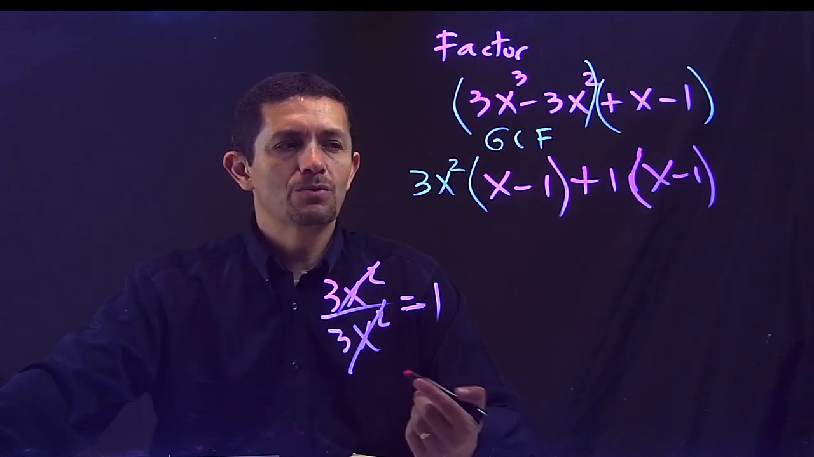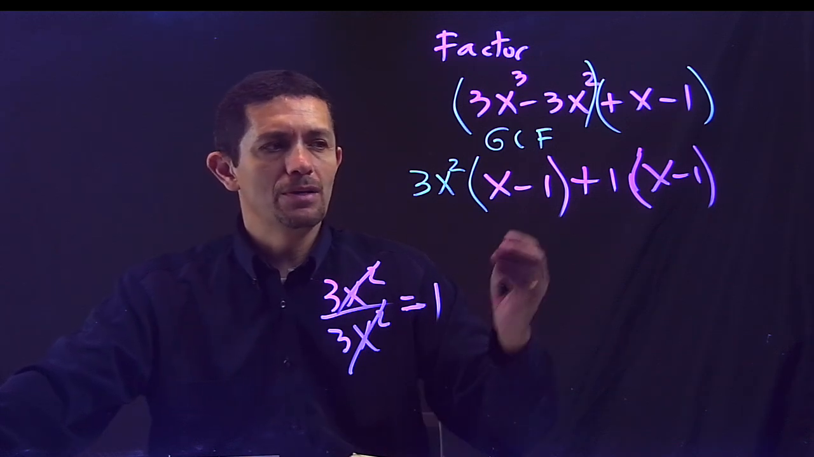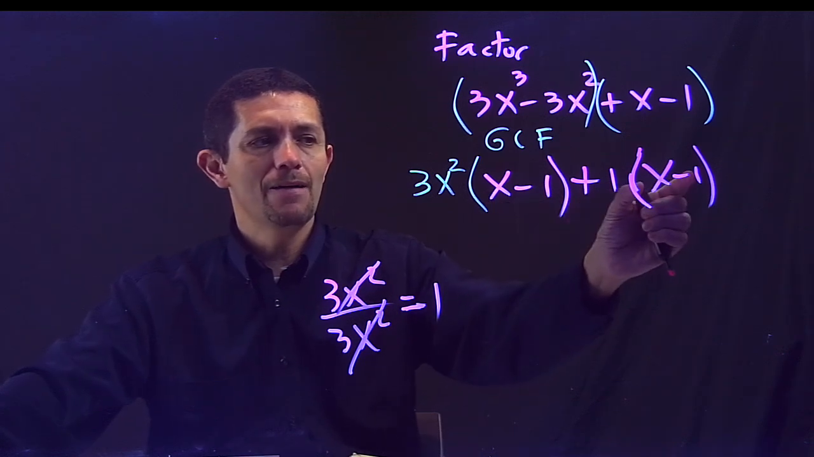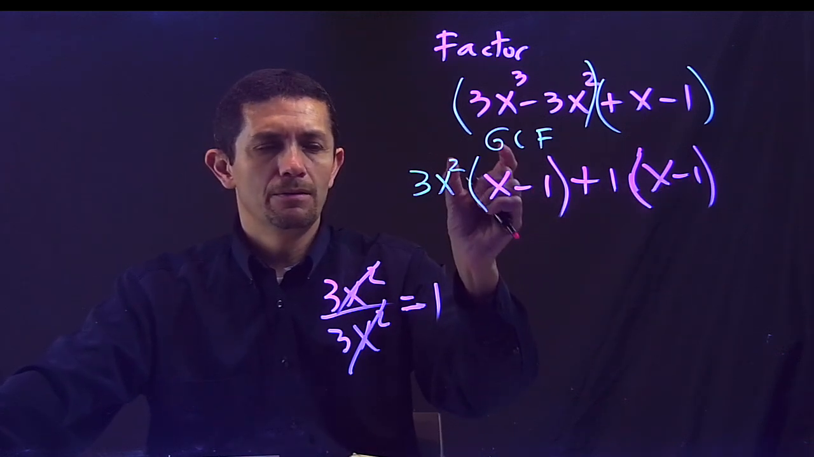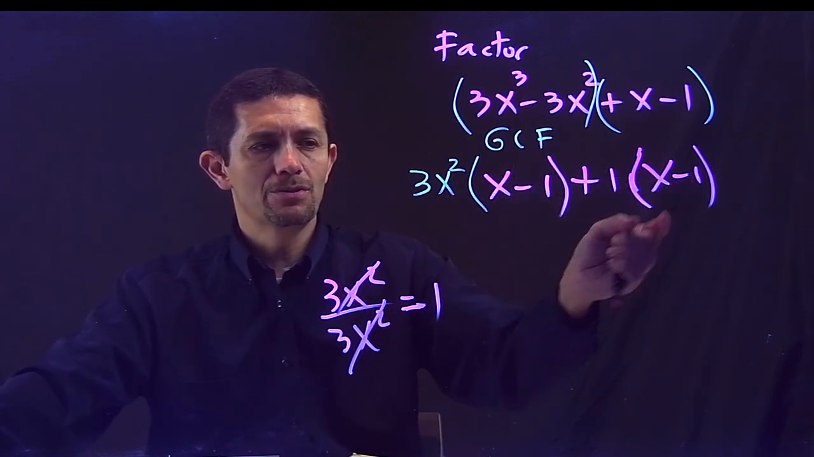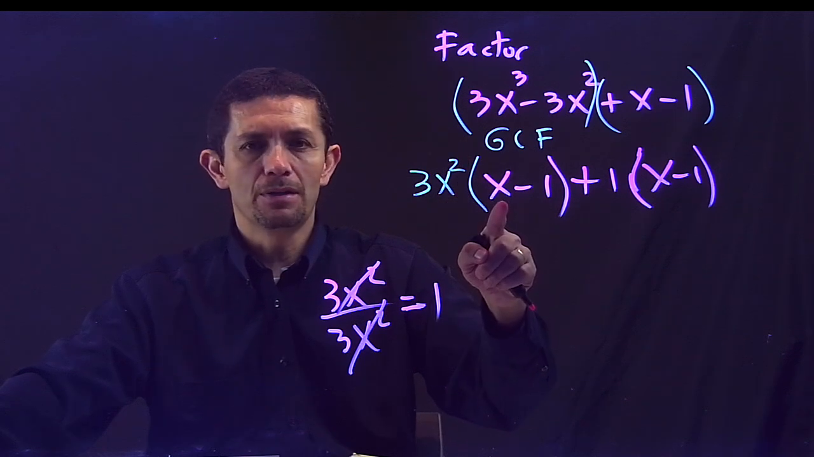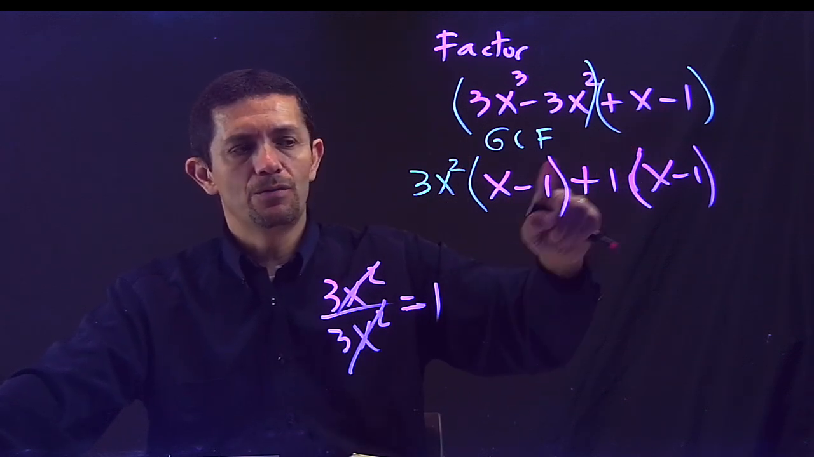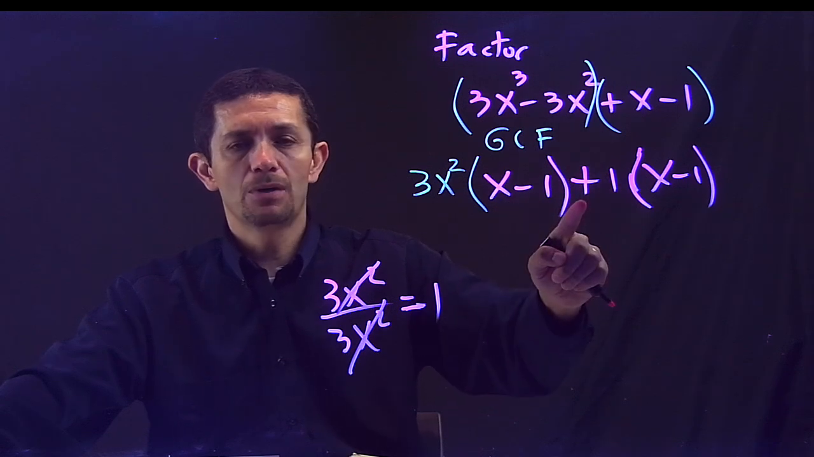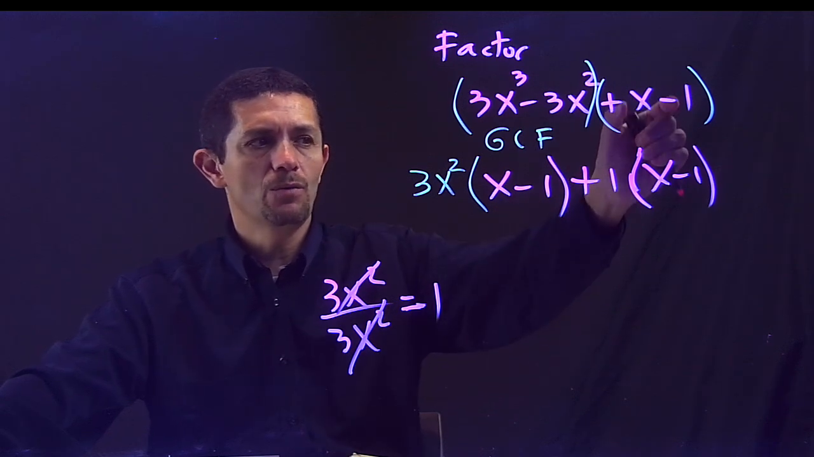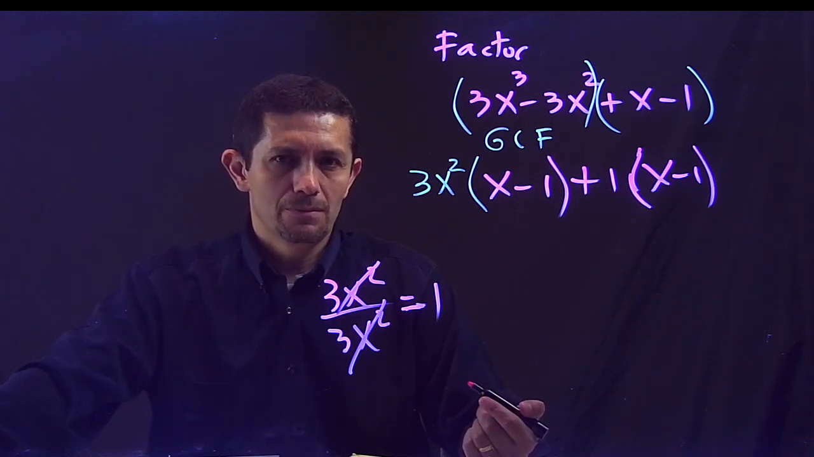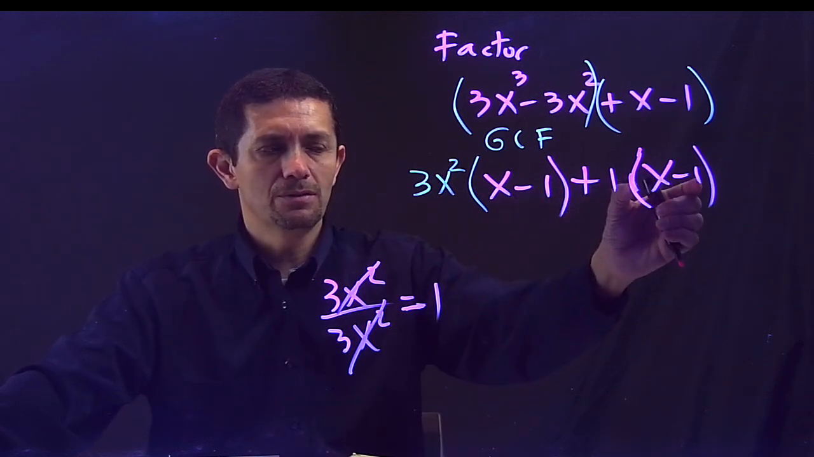What was the reason for doing that? Because when I'm doing grouping, my 2 parentheses have to be the same. If I have the first parenthesis and I notice that my second parenthesis is the same thing, then I take a positive 1 out as a common factor and rewrite the second parenthesis. So far it's right because the 2 parentheses are the same.